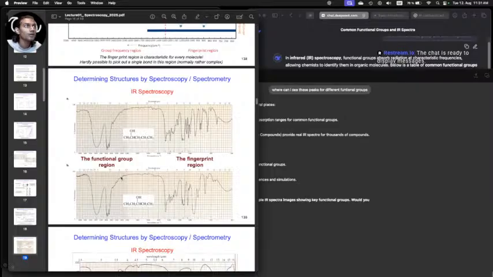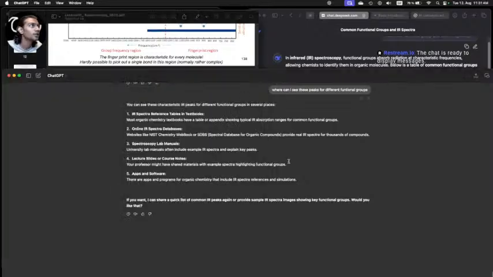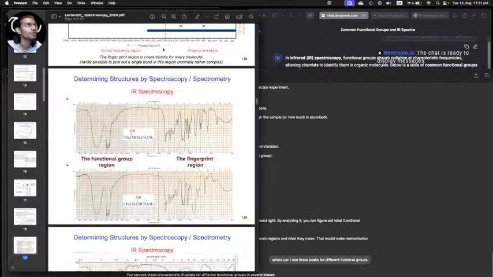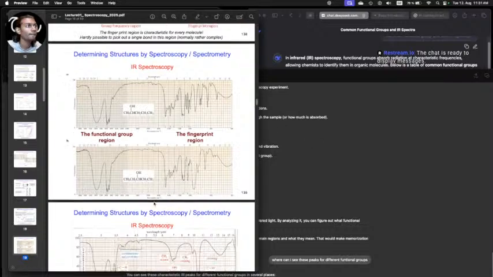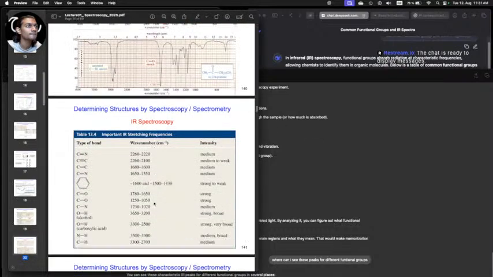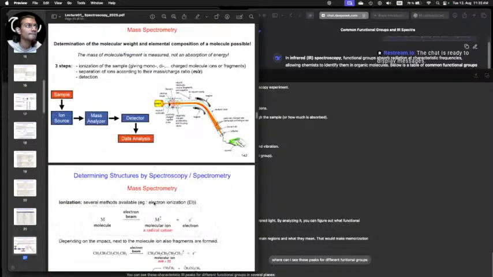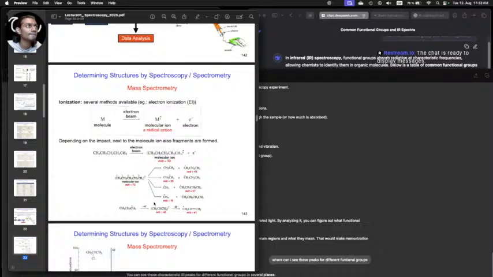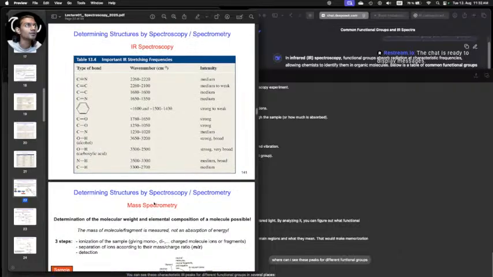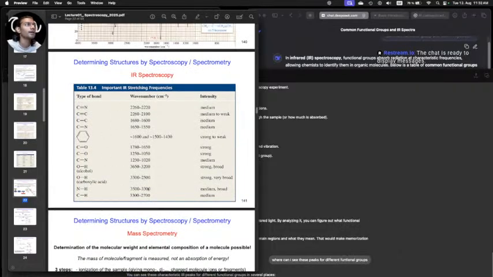Oh, okay. So the alcohol would be this one, the OH, right? I believe the alcohol is 3,200. Yeah, the last one is alcohol. The one before that, I don't know. Mass spectroscopy. Okay. Yeah, I'll just write this.